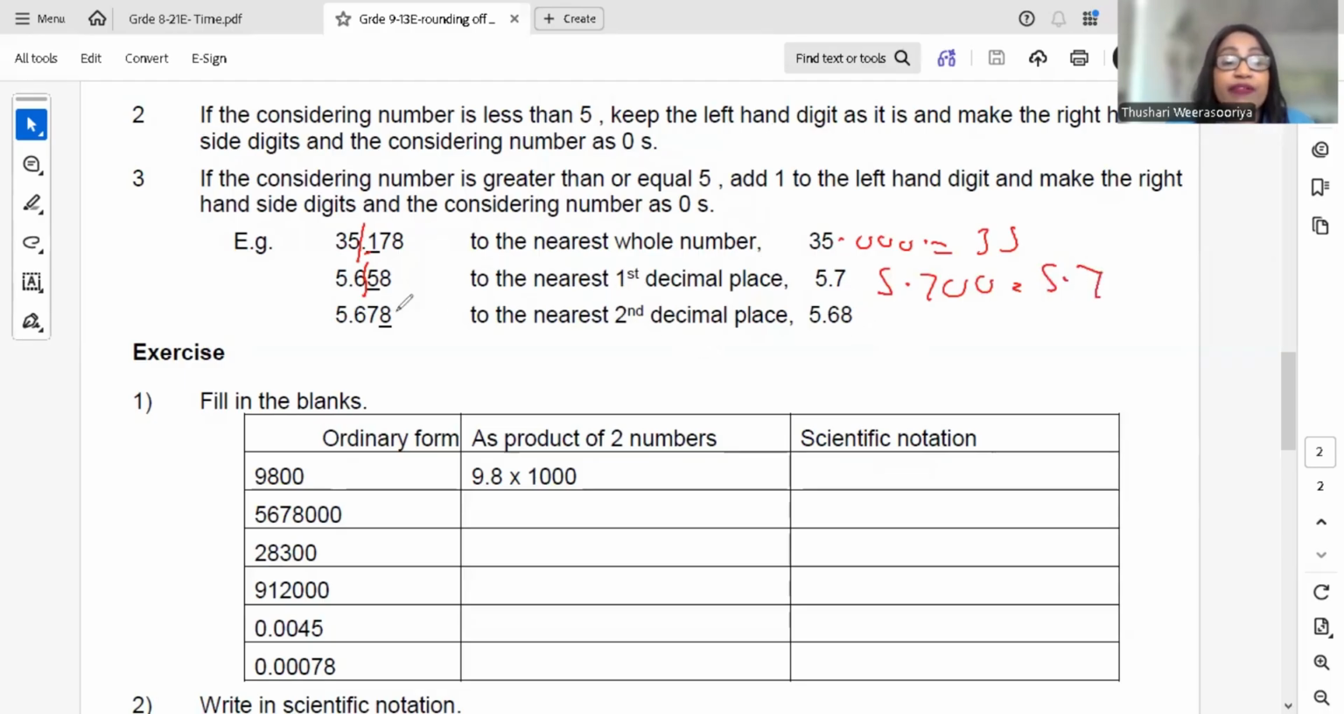This is the second DP. We need the second DP. This is the third. The considered number is 8, greater than 5. You add 1. 5.68, then the zero, but we write 5.68.